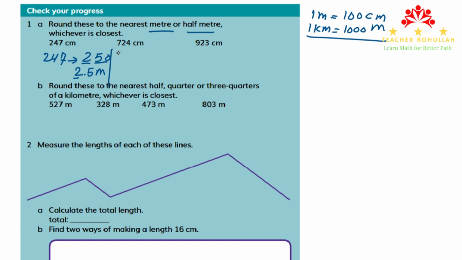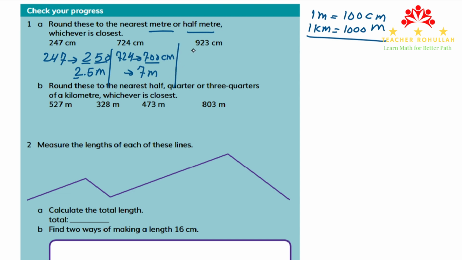The next length is 724 centimeter. Now, if we round to the nearest 10, we will get 720 centimeter. But if we round to the nearest 100, 724 will round to 700 centimeter, which is 7 meter.